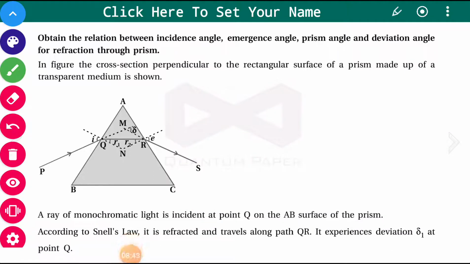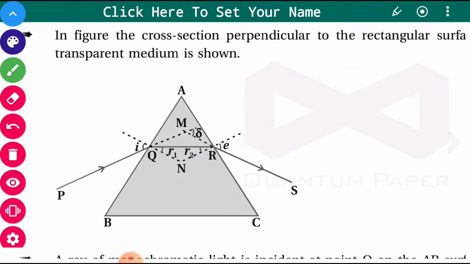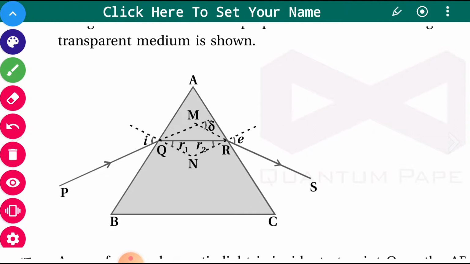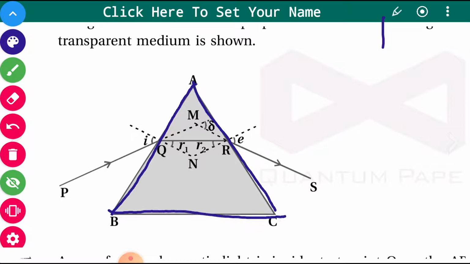Now we shall talk about the prism. Obtain the relation between incident angle, emergence angle, prism angle and deviation angle. First of all we understand the refraction by the prism. This is a triangular prism, we can say an equilateral prism.